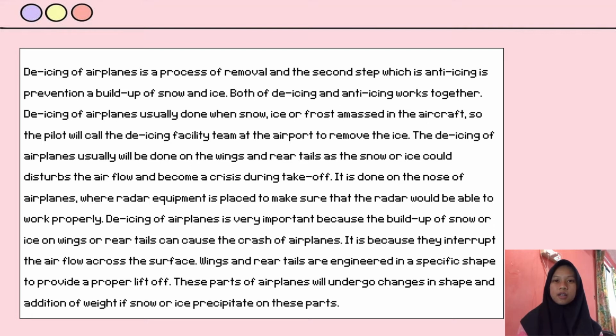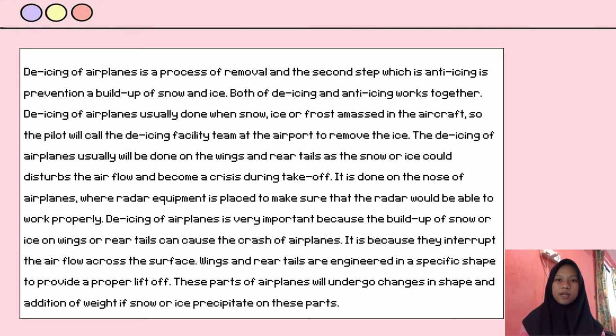It is also done on the nose of airplanes, where the radar equipment is placed, to make sure that the radar is able to work properly. The de-icing of airplanes is very important because the build-up of snow or ice on the wings or rear tails can cause the crash of airplanes. It is because they interrupt the airflow across the surface. Wings and rear tails are engineered in a specific shape in order to provide a proper lift-off.